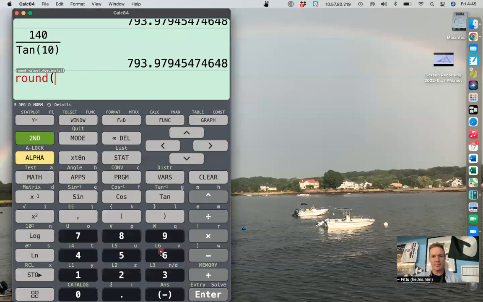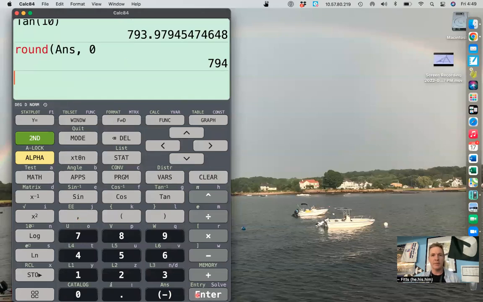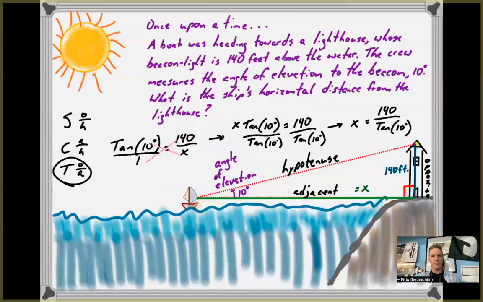And let's bring that up. Second answer, comma, say 0 decimal places, enter, 794 feet. Okay, cool. Let's take a look at another problem. So yeah, that was 794 feet for that one.